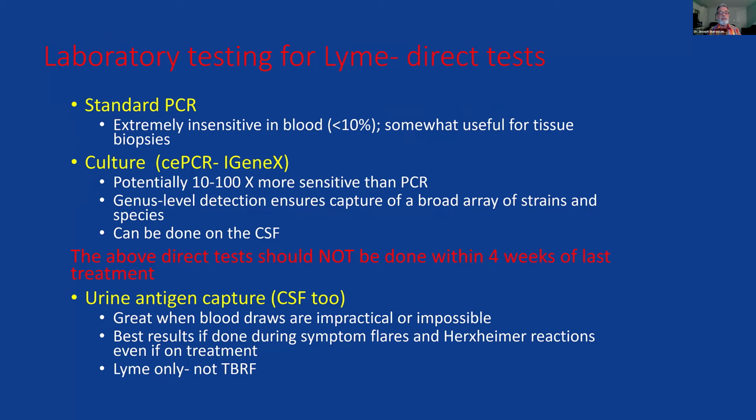What Igenix has done is they've gone from PCR up to culture. Here, they'll draw blood, have it incubated after being processed, and after 2 weeks, they'll then do a very special PCR on it. And the results that have been published show at least 10 times and possibly as much as 100 times higher sensitivity for Lyme than a standard PCR. And this can be done on the spinal fluid.